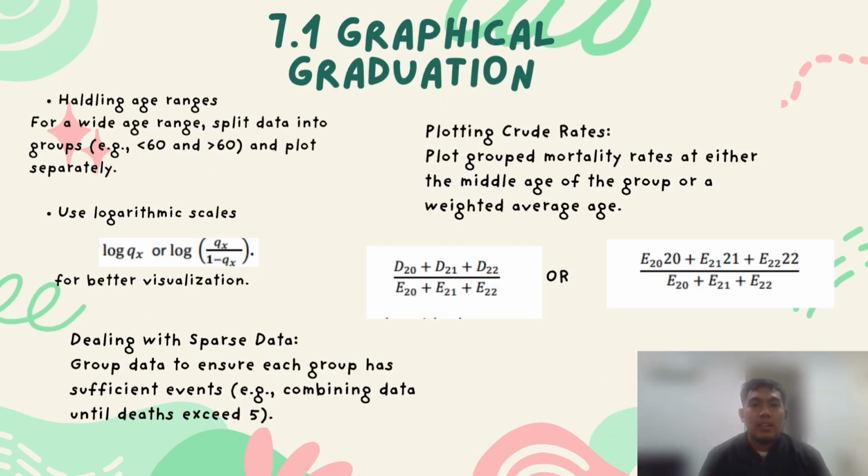The first part is graphical graduation, which starts with handling age range. For a wide age range, split the data into groups and plot separately. Use logarithmic scales for better visualization. And when dealing with sparse data, group the data to ensure each group has sufficient events. For example, combining data until there are at least five events.